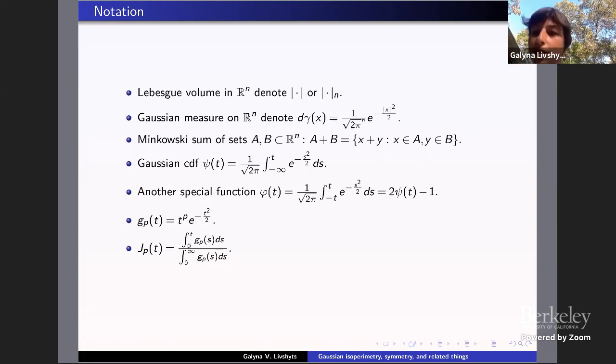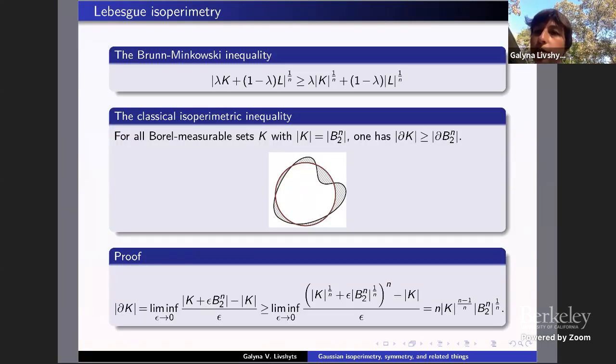Let me start with reminding you about the Brunn-Minkowski inequality, which tells us that for Borel measurable sets in n-dimensional space, the volume of the Minkowski average of sets is bigger than the average of volumes, if you raise the volume to the power 1 over n. It tells us basically that the function of the volume to the power 1 over n is concave for the Lebesgue measure.